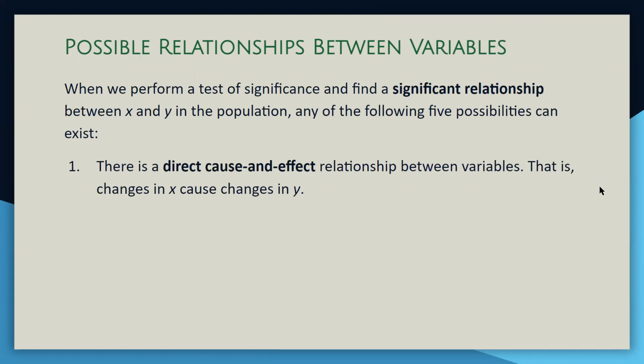It is possible that when there's a significant linear relationship between X and Y, there is a direct cause and effect relationship between these variables. That means that when X changes, it causes Y to change.